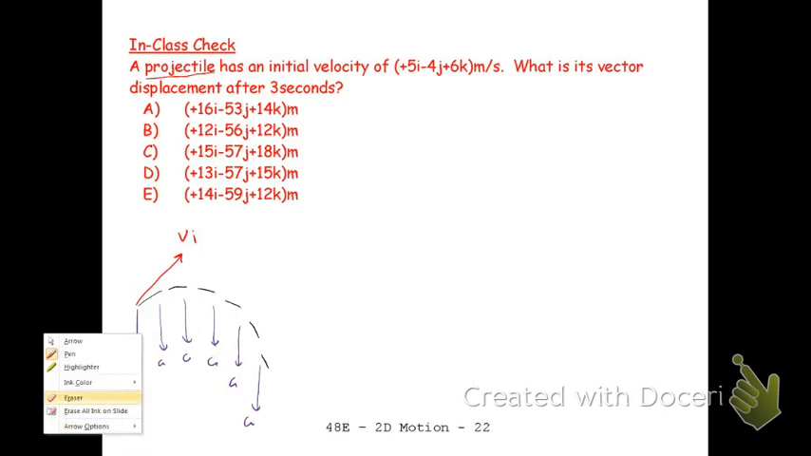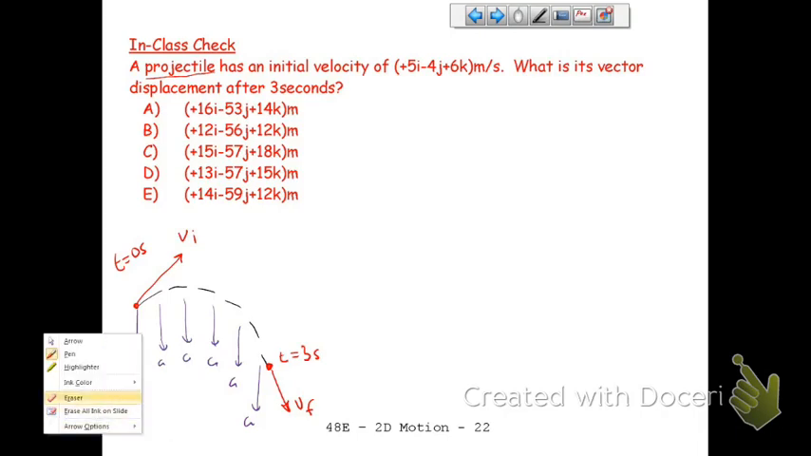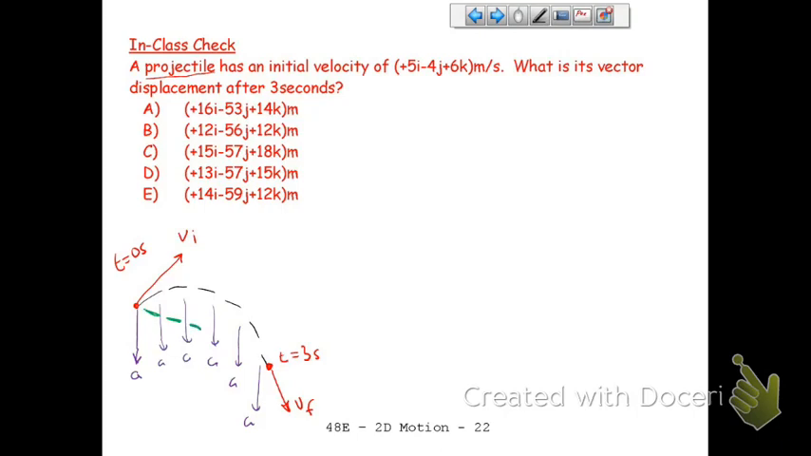And so by the end of my journey, let's go back to red. By the end of the journey, I'm here, there's my VF, but I don't want VF this time. I want displacement. So here I am when t equaled 0 seconds, I was way over here. And when t equals 3 seconds, I'm there. But I want to know that delta R.